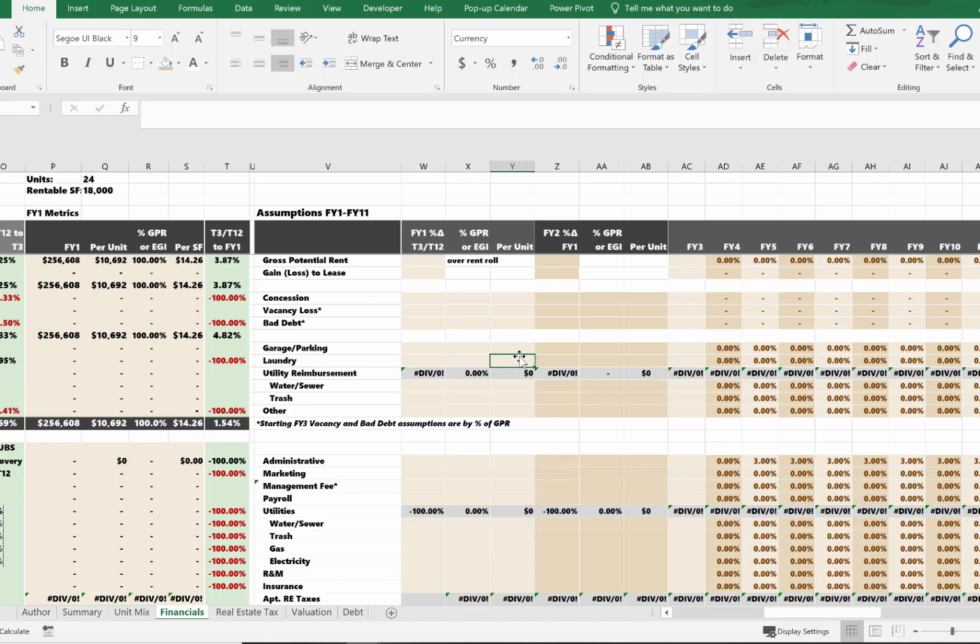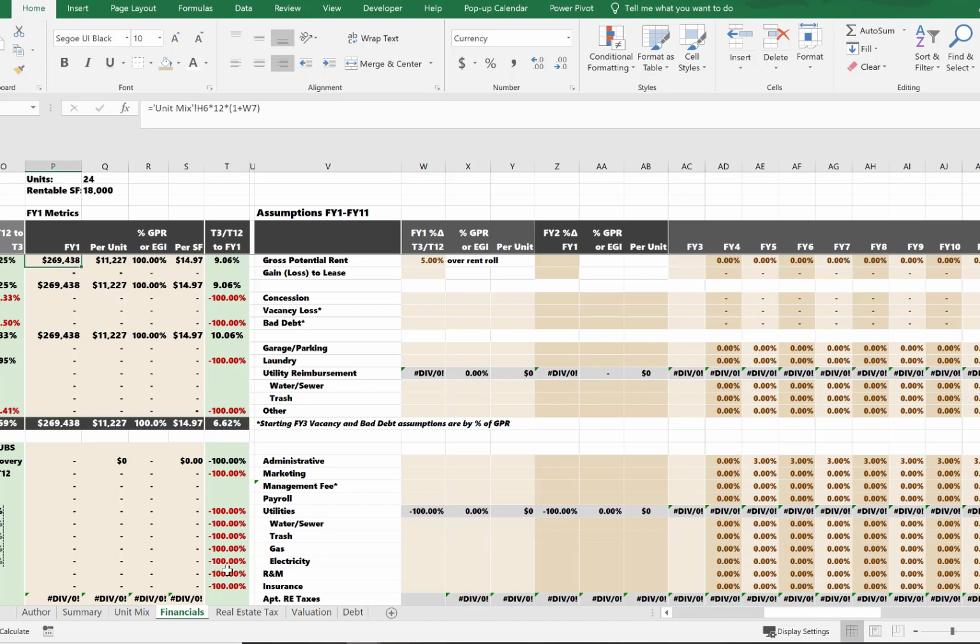So just to give you an example of how this might look, let's walk through all these assumptions. The gross potential rent is a little different than all of the other assumptions. I'm going to put in 5%. I think there's significant rent growth upside at this property. This first assumption is going to take the current rent roll annualized and increase it at 5%. So you can see here, the FY1 rent assumption, where we plug in 5%, is $269,438.